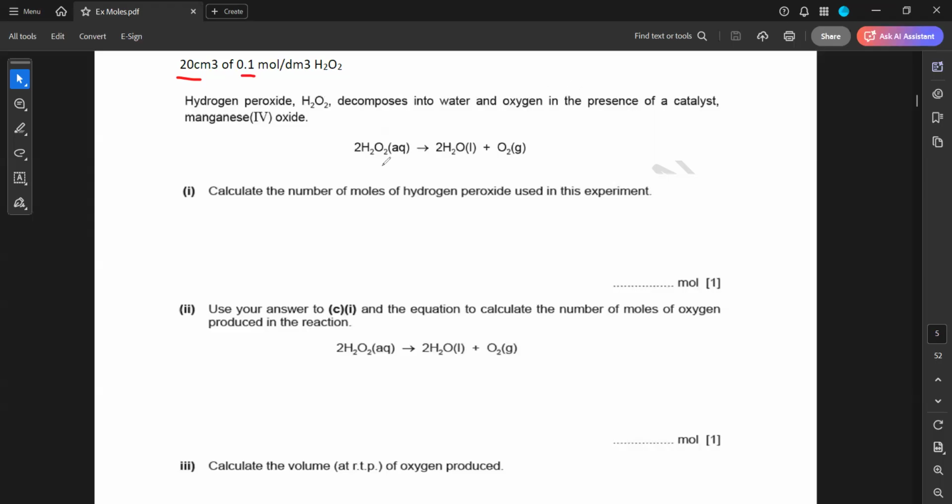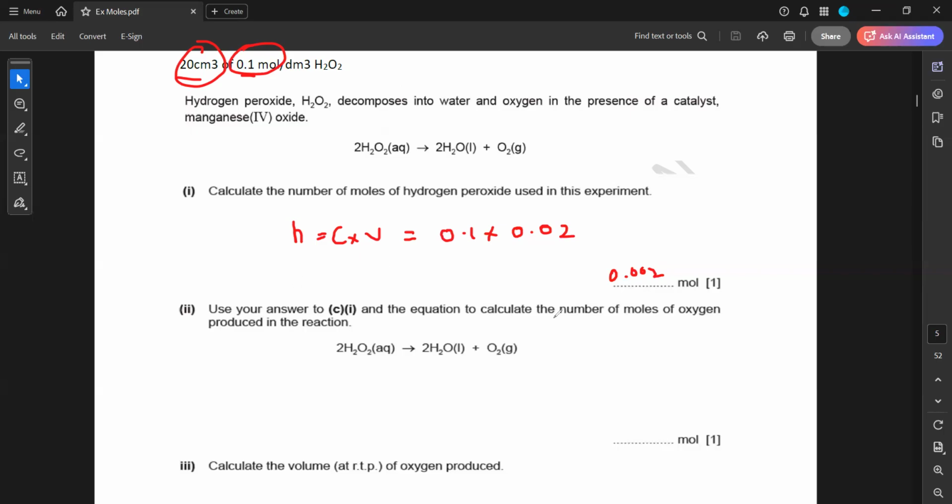How can we work out the number of moles? We have the volume and we have the concentration. So moles equal concentration times volume. We'll just multiply these two. The concentration is 0.1 and the volume is 20 cm³, which is 0.02 dm³. So this will be 0.002 moles for hydrogen peroxide.